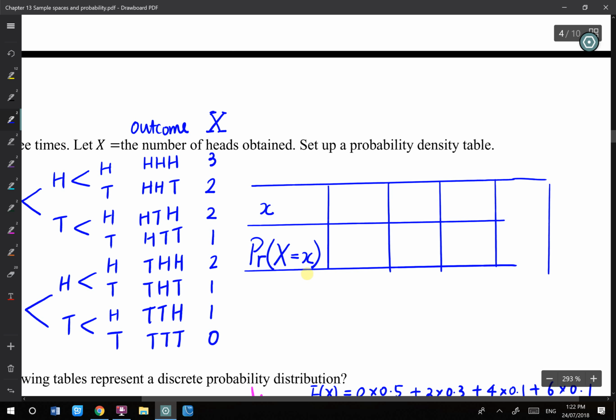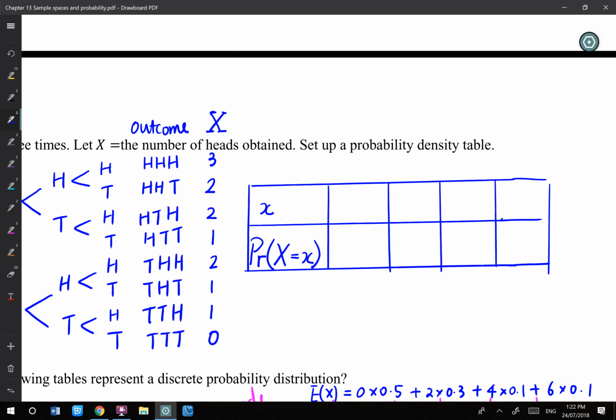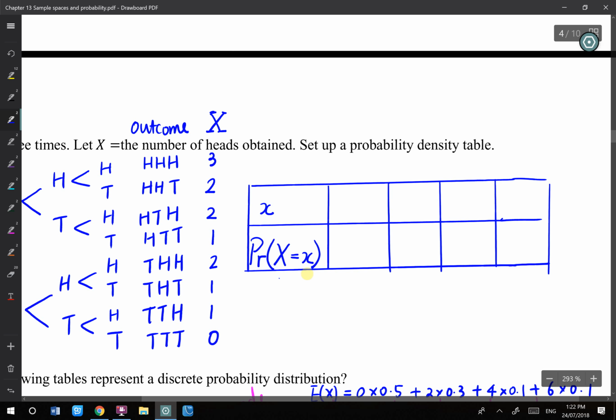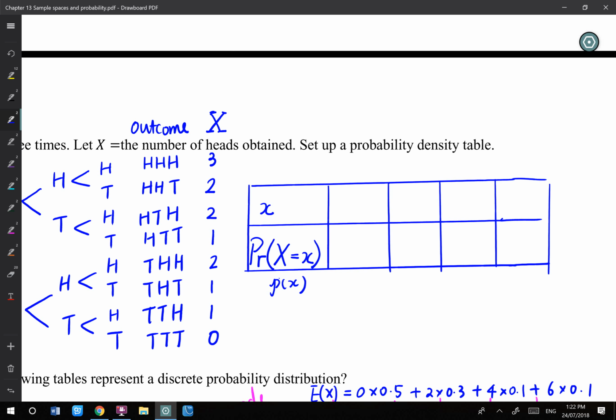Okay, this is some notation. You may be confused about that. Just remember what the notation should look like. The upper one is a lowercase x, and the bottom one is a capital X equals lowercase x, or Pr. Another way to write it is lowercase p of lowercase x, or p(x). That's another way to represent the probability of taking that x.